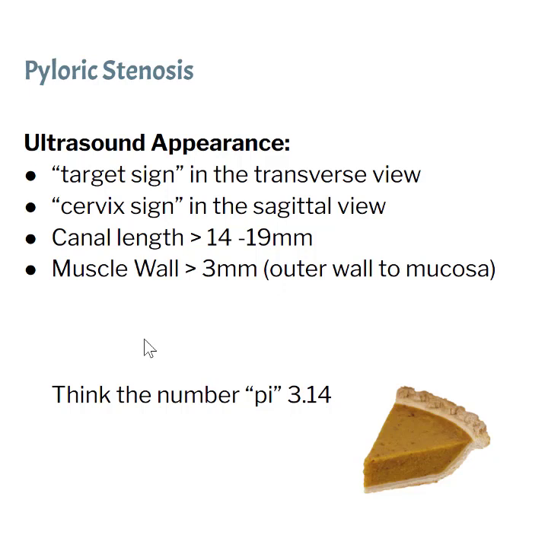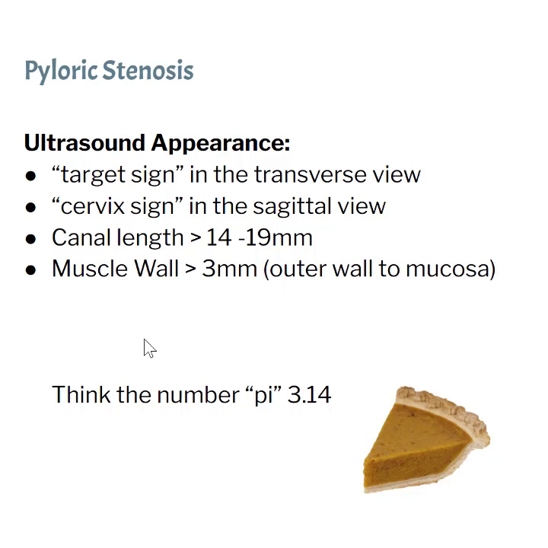First, we're going to look at the walls. What are the muscle walls measuring? If they are measuring greater than 3 millimeters, that is one check mark for pyloric stenosis. In conjunction with that, then, we're going to see what the canal length is. We can see the opening from the antrum to the duodenum. If that measures more than 14 millimeters, then that is another check mark for positive pyloric stenosis.